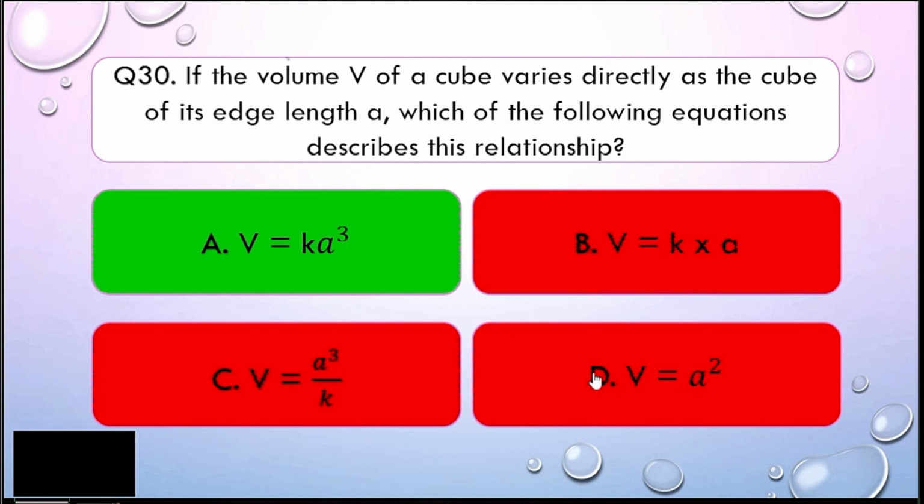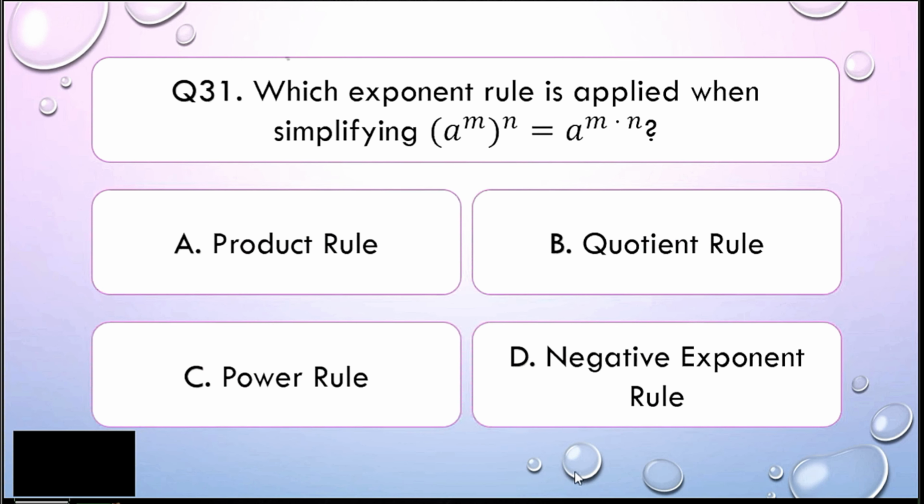Now, let us go to question number 31 and finish this up to the end. Which exponent rule is applied when simplifying the quantity a to the power of m to the power of n equals a to the power of m times n? Is it A, product rule, B, quotient rule, C, power rule, or D, negative exponent rule? I give you 5 seconds to think about your answer.